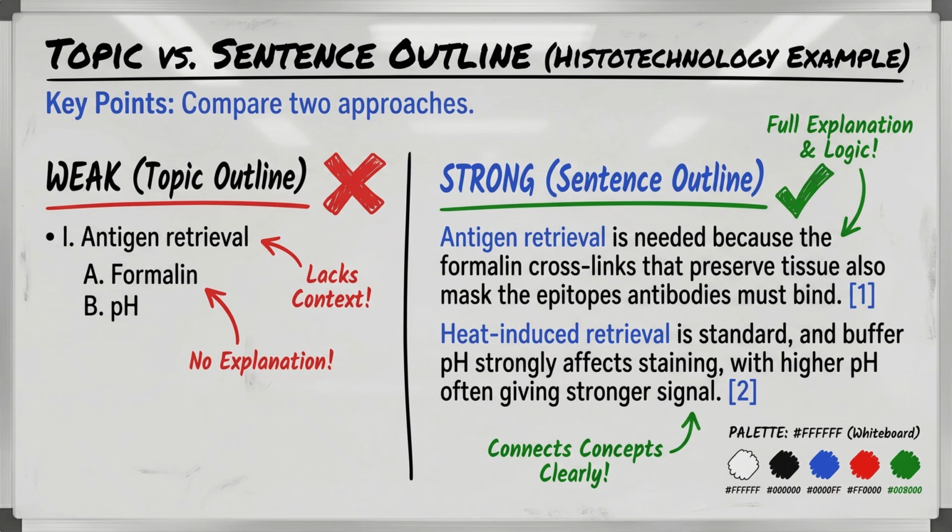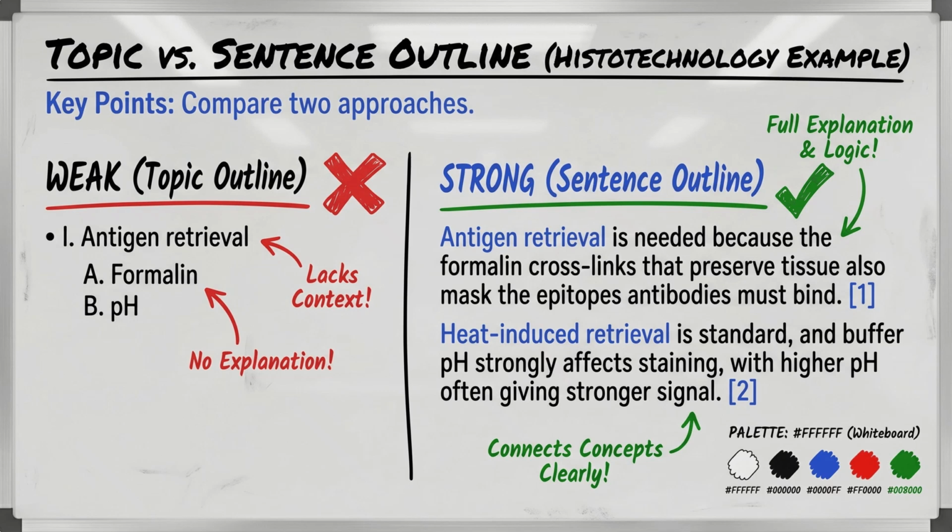But the strong sentence outline, in contrast, says exactly what needs to be said. Antigen retrieval is needed because the formalin cross-links that preserve tissue also mask the epitope antibodies must bind. This immediately clarifies the why behind a critical histotechnology step.